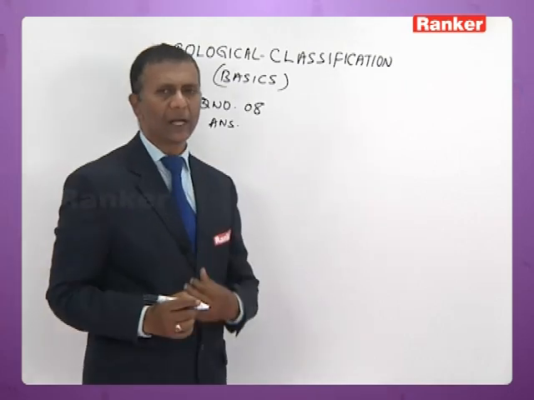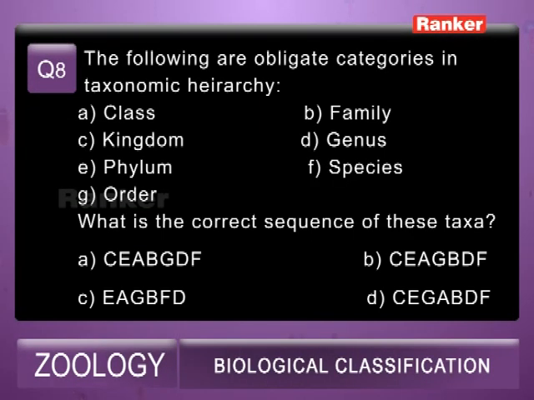Now question number 8. The following are the obligate categories in taxonomic hierarchy: A class, B family, C kingdom, D genus, E phylum, F species, G order. What is the correct sequence of these taxons? Now you have options here. 1: C A B G D F. 2: C A G B D F. 3: E A G B F D. 4: C G A B D F.